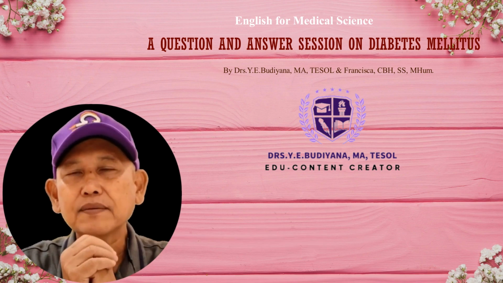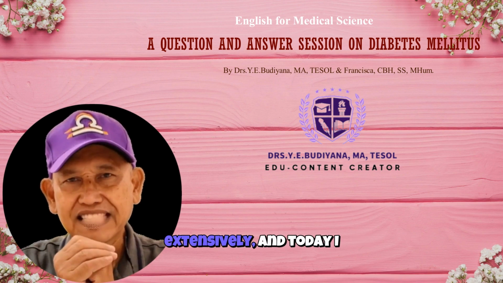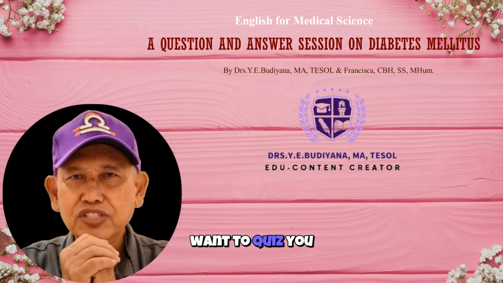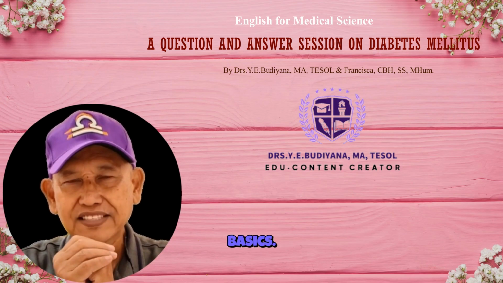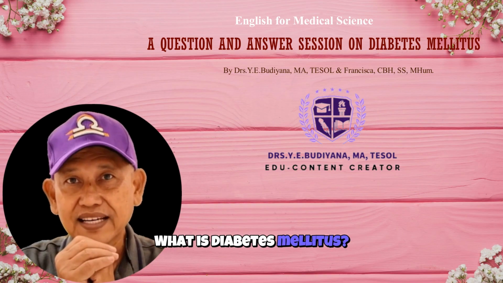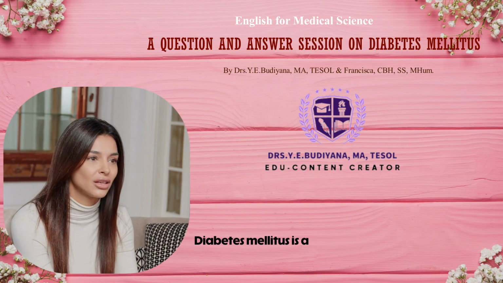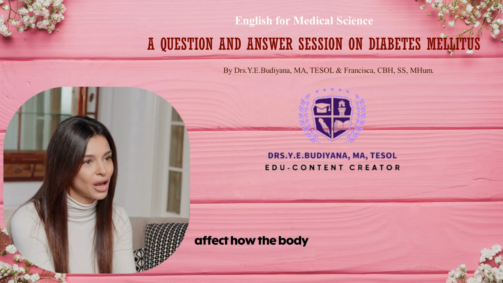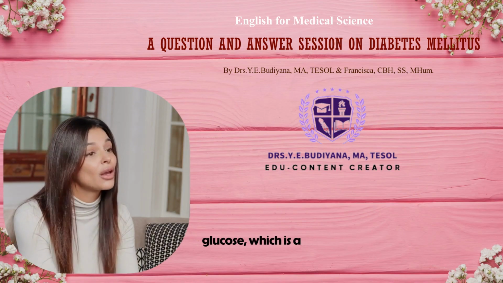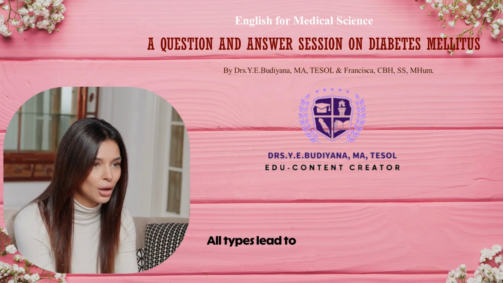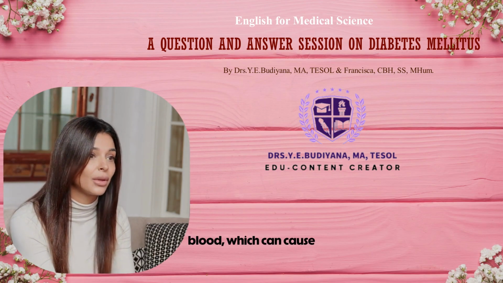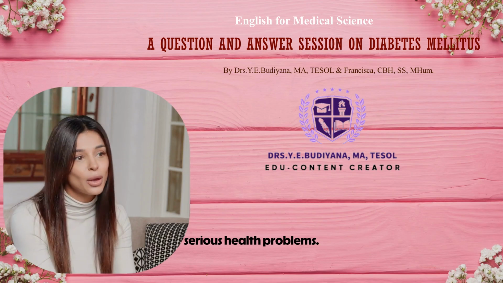Good morning, class. We've covered diabetes mellitus extensively, and today I want to quiz you to ensure you've grasped the essentials. Let's start with the basics. What is diabetes mellitus? Diabetes mellitus is a group of diseases that affect how the body uses blood sugar, or glucose, which is a key source of energy for cells and the brain. All types lead to excess sugar in the blood, which can cause serious health problems.